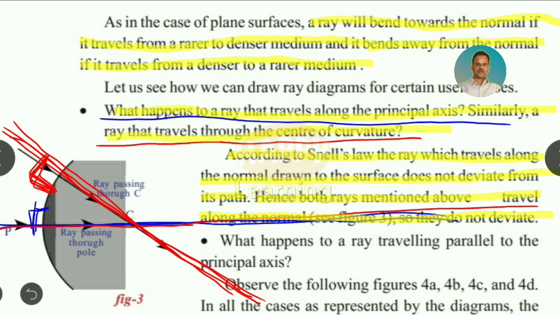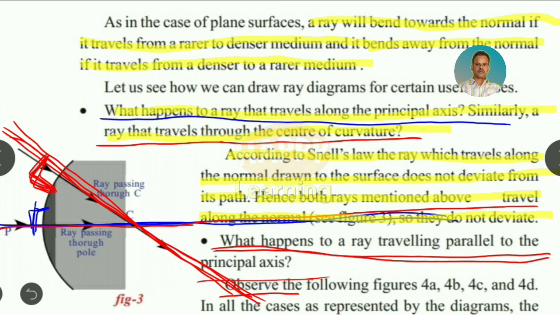So, here we referred to two rays. One ray passing along the principal axis, it won't deviate. Second, a ray which is not along the principal axis, but passing through the center C, is also a case of normal incidence. And what happens to the ray traveling parallel to the principal axis? Observe the following figures 4a, 4b, 4c and 4d.